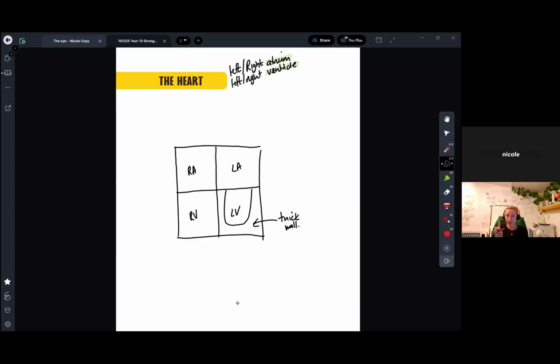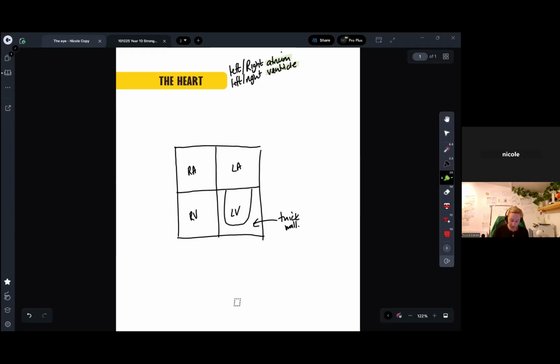And we know the heart pumps blood to the lungs and to the body. And if we're going to pump it really hard, we're going to want to pump it to the body because the body is much bigger than our lungs, and our toes, for example, are much further away than our lungs. So we're going to pump that blood to the body from this thick part.